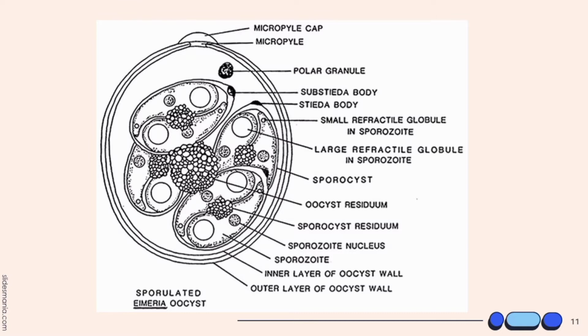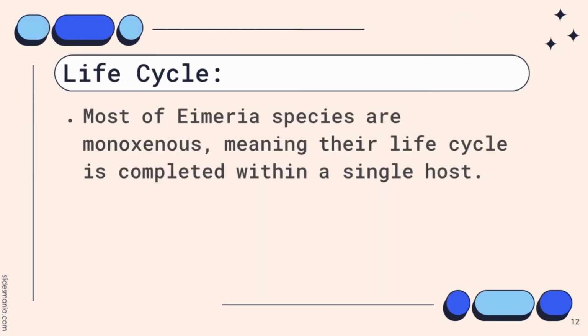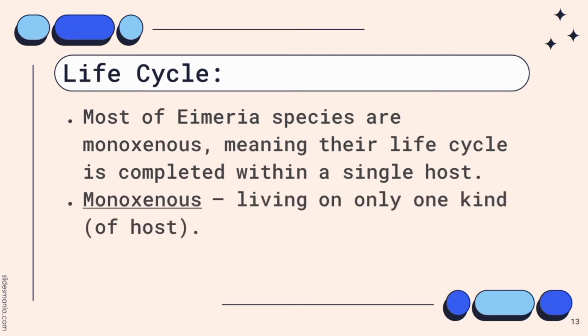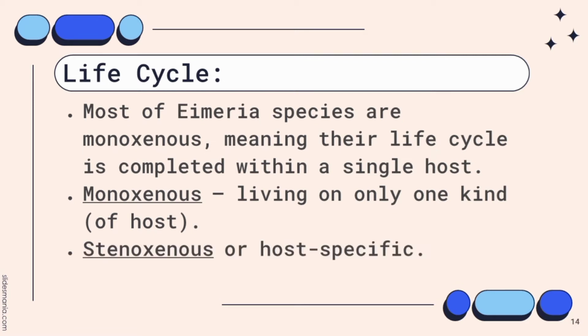For the life cycle, most Eimeria species are monoxenous, meaning their life cycle is completed within a single host. And when we say monoxenous, the parasite lives on only one kind of host. At the same time, they are stenoxenous or host-specific. When we say host-specific or stenoxenous, they only affect a certain kind of host or one kind of host.